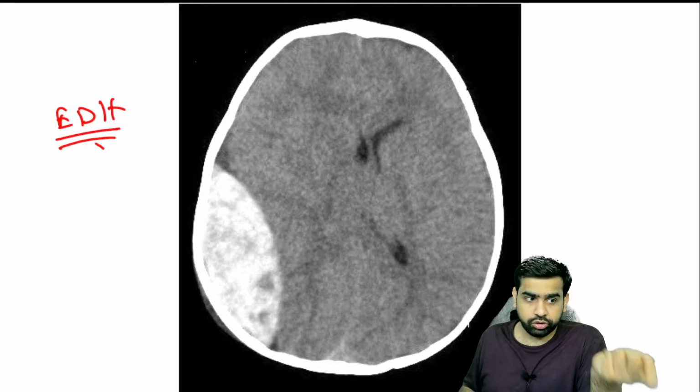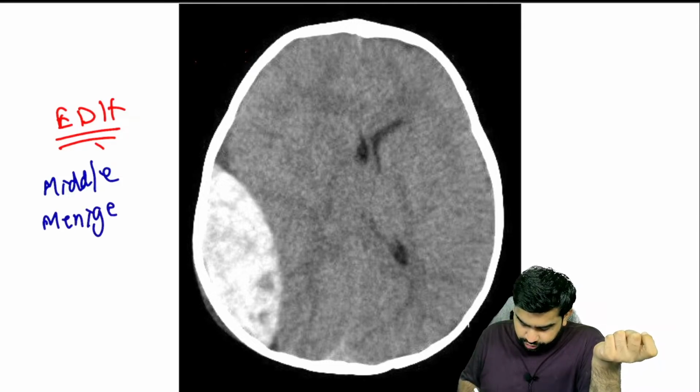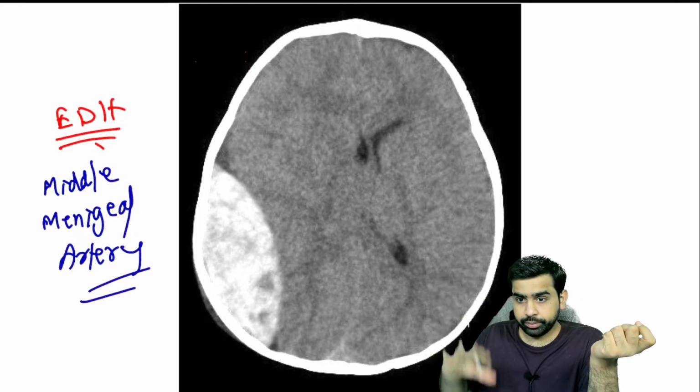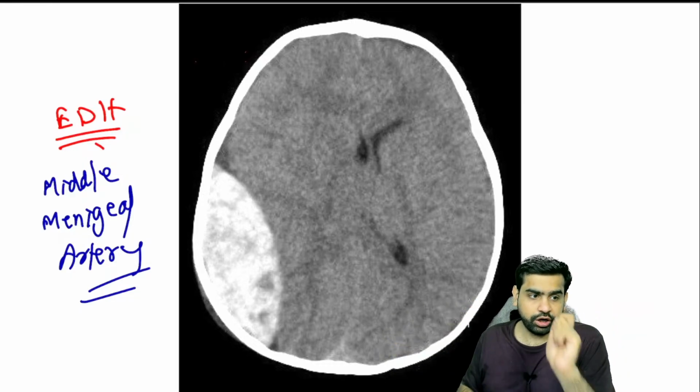Okay, this extradural hematoma is occurring because of the injury to the middle meningeal artery, which is present just below the pterion. That is the thinnest part of the skull. So injury to the middle meningeal artery leads to a biconvex opacity. That is what an extradural hematoma is.